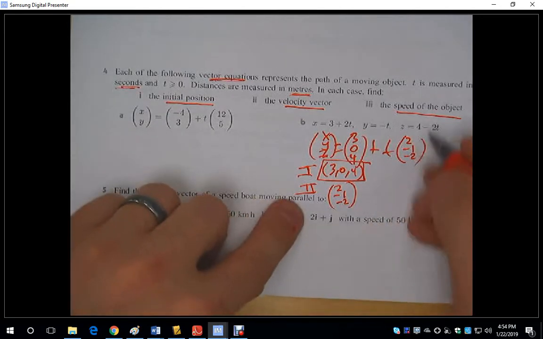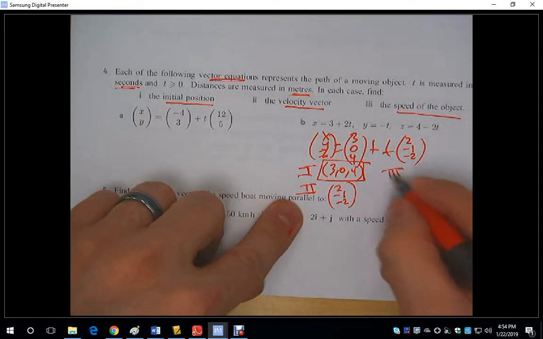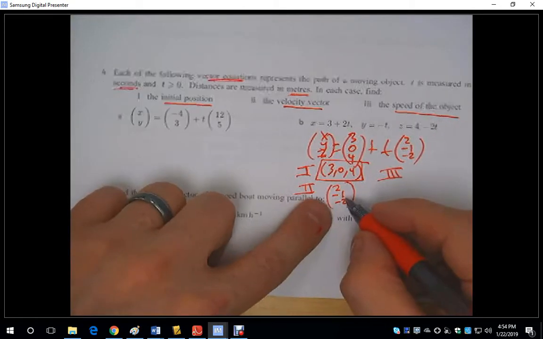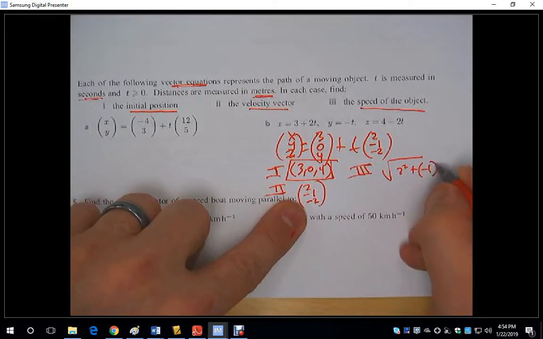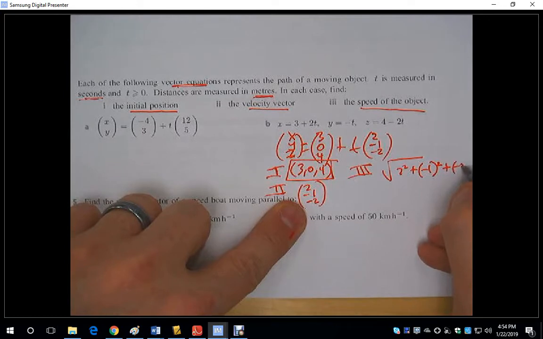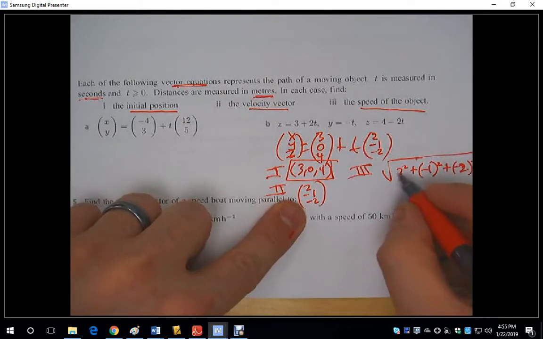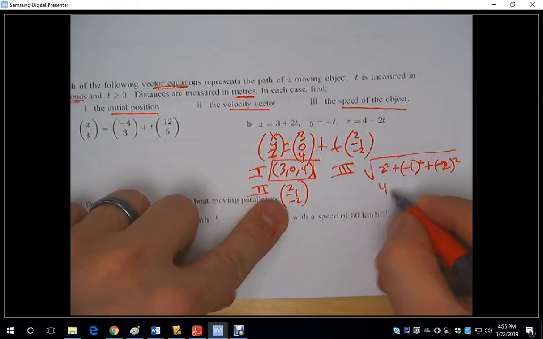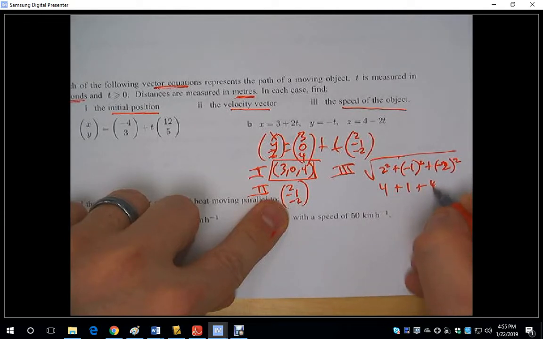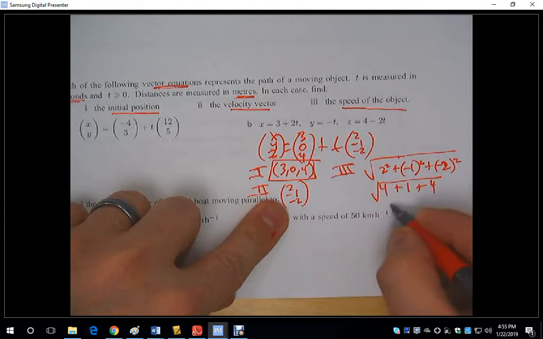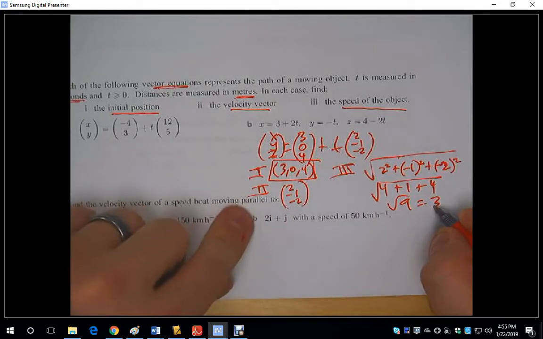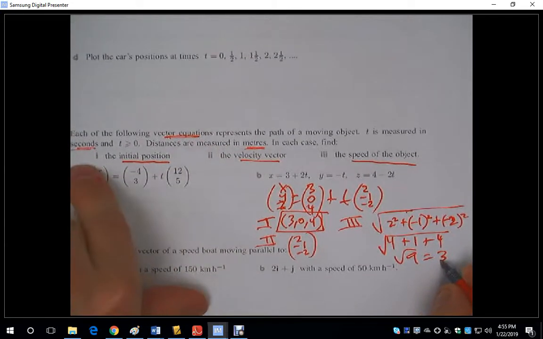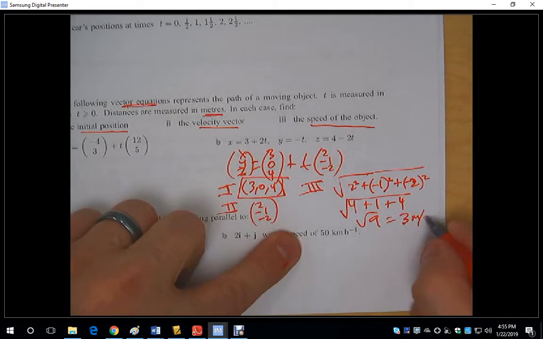And then my speed is going to be just the magnitude of my velocity vector. So that's going to give me the square root of 2 squared plus negative 1 squared plus negative 2 squared. 2 squared gives me 4, plus 1, plus 4. That's going to give me 9, so the square root of 9, or 3 what? 3 meters per second.